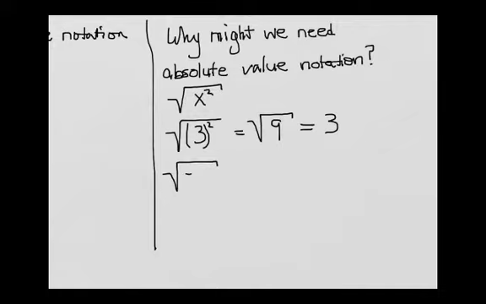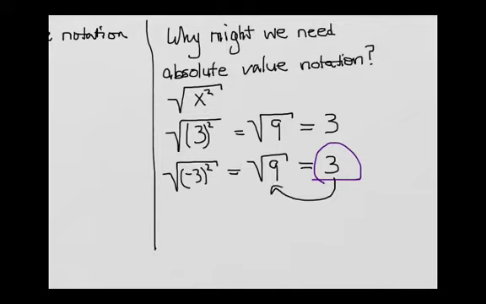And by the same token, if we take the square root of negative 3 squared, negative 3 times negative 3 is equal to 9. And if we take the square root of 9, we also get 3. Now, you might be saying to yourself, why is this value 3 and not negative 3? And it's because square roots are defined to be positive values. It's the positive value that I can multiply by itself to get the number that was under the radical.